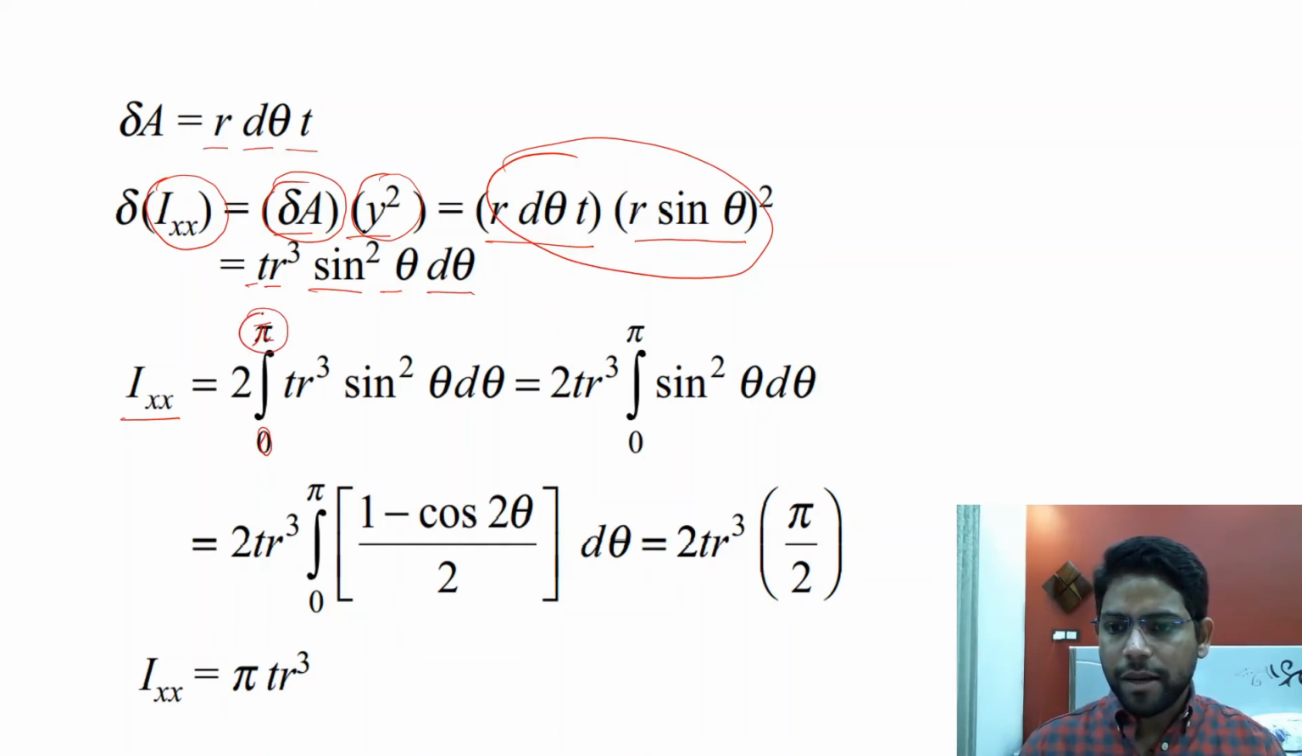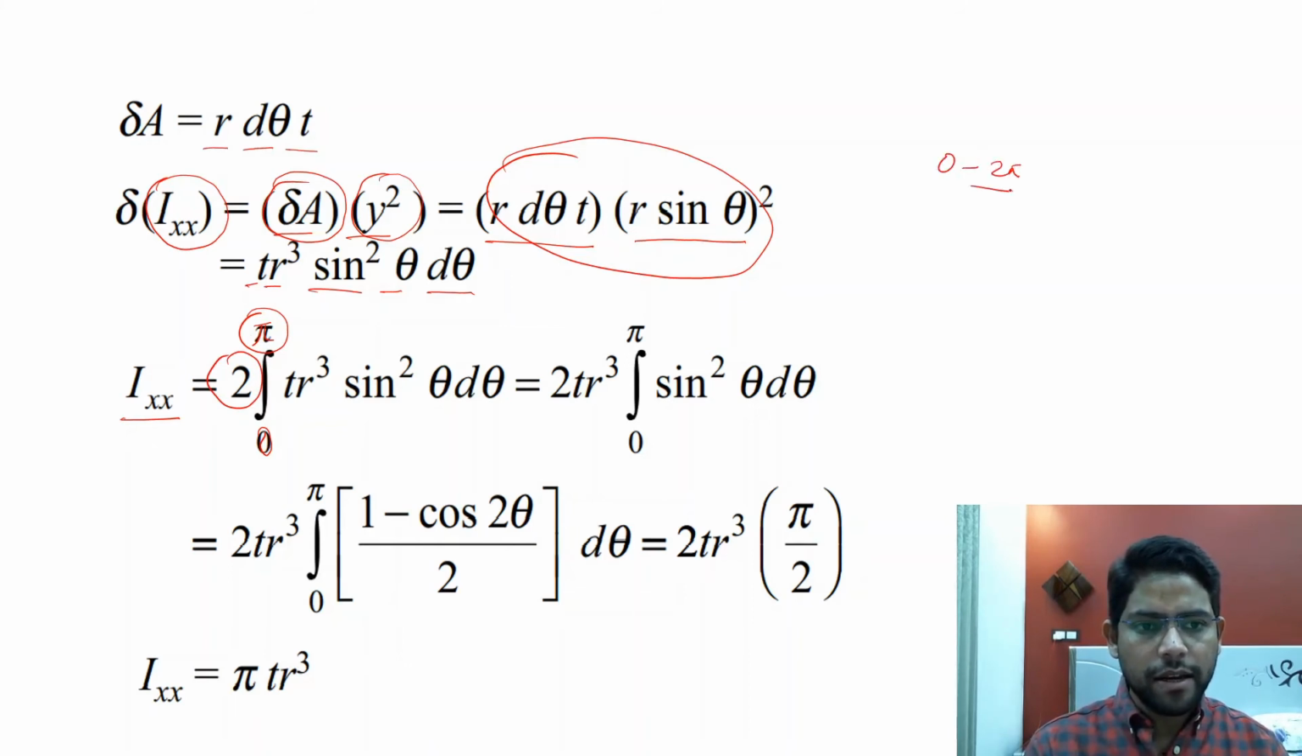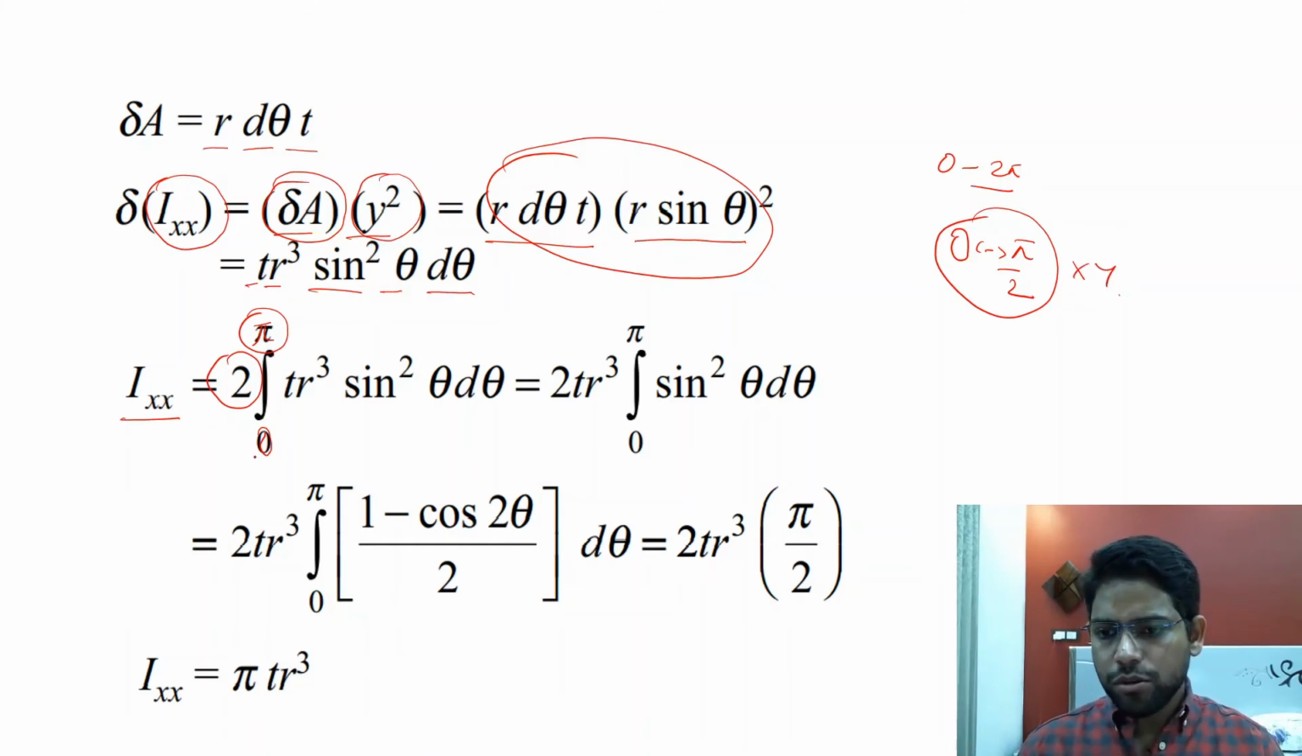That's why I have multiplied the whole equation by 2. If I had used the limits from 0 to 2 pi, then there wouldn't have been any need to multiply this equation by 2. You could have also used the limits from 0 to pi by 2. In that case, you have to multiply the equation by 4. Anyhow, I have used the limits from 0 to pi. That's why I have multiplied this equation with 2, because your figure is symmetric about the x axis.